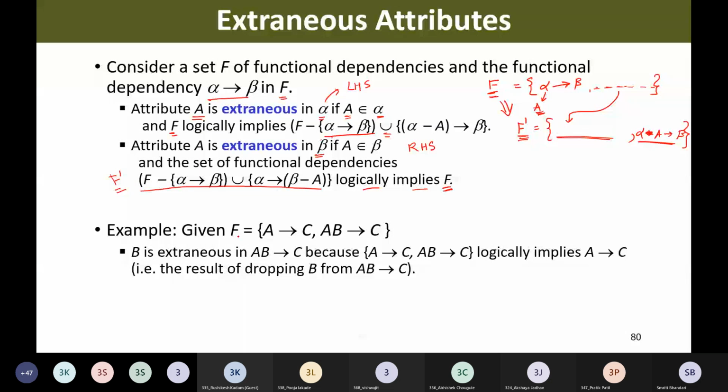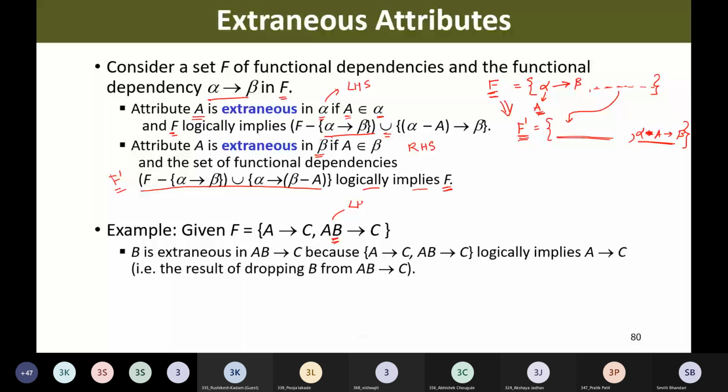This B is extra in this functional dependency AB to C. So this is my left hand side of the dependency, right? Now we are checking whether this B is extra in this dependency AB to C. So when we are going to say that this B is extra in left hand side of the functional dependency, if this F logically implies new set F dash.